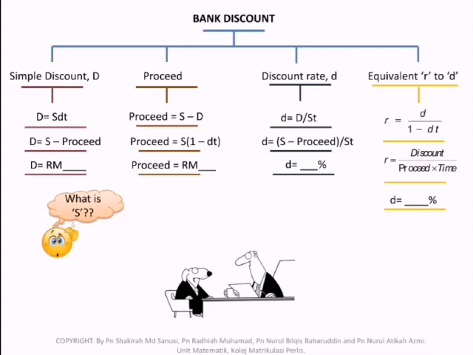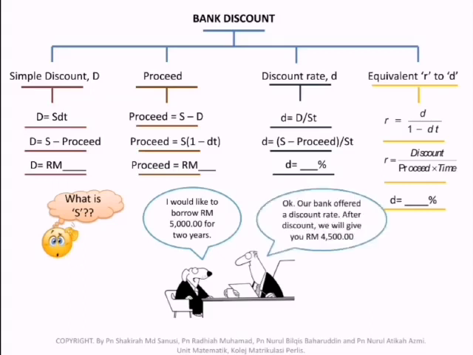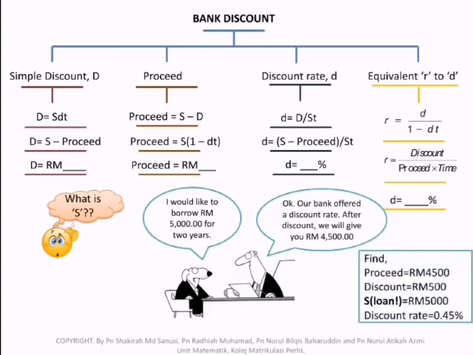This is situation for bank discount. Hello, I would like to borrow RM 5,000 for 2 years. Okay, our bank offered a discount rate. So after discount, we will give you 4,500 ringgit. End of conversation.